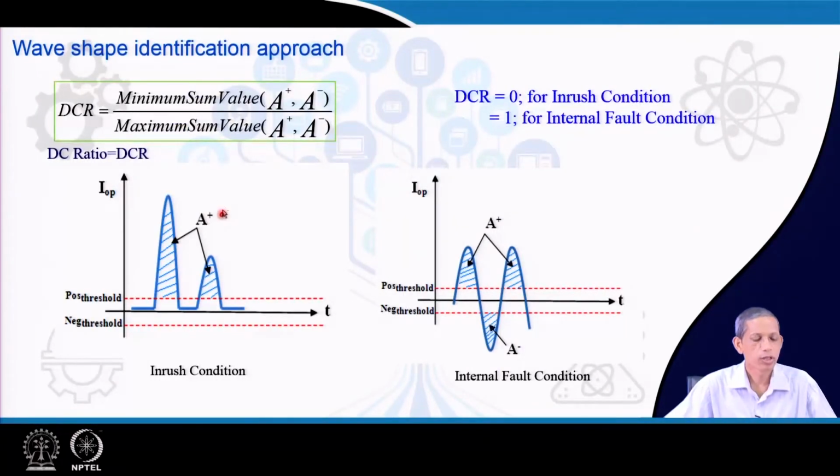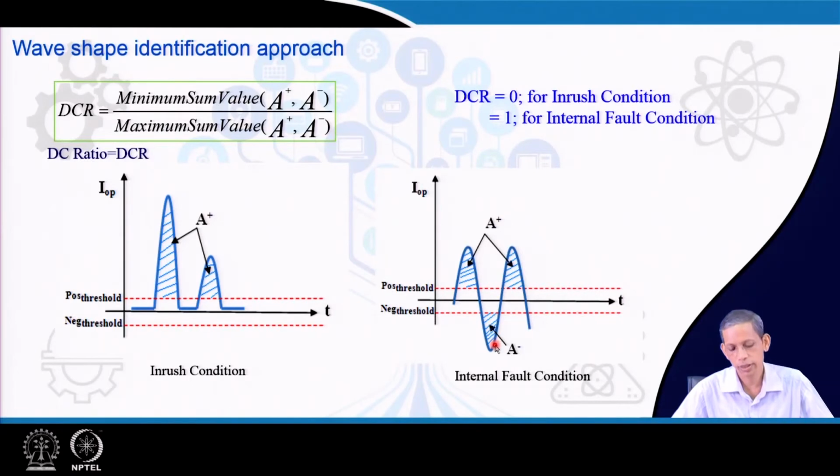We will see that. What is being considered is a ratio called the DC ratio. That DC ratio is the minimum of A positive and A negative to the maximum of A positive and A negative. What we mean by A positive is the area under the curve above this threshold in the positive half, and A negative corresponds to the area under the curve below the dotted threshold line in the negative half.